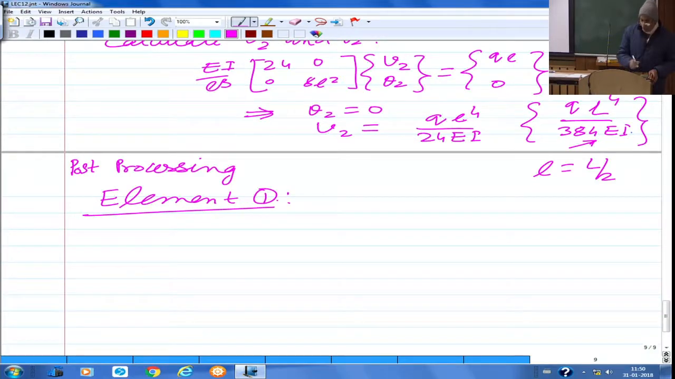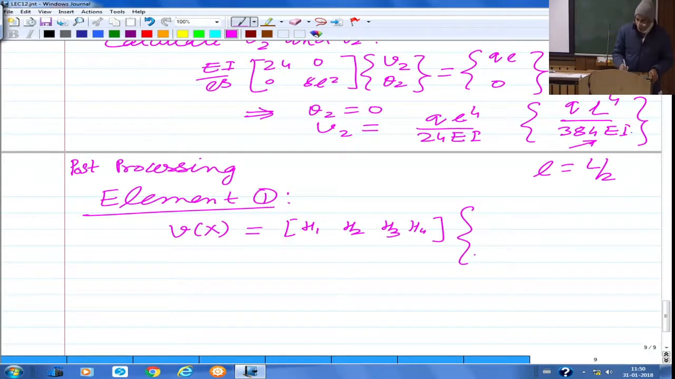these steps are actually exactly similar. So for element 1, V of x, that is V at any x within the first element, would be given by those same shape functions. What you have got h1, h2, h3, h4, and then the values of elemental degrees of freedom for the first element. So the left node having both V and theta 0, and then V2 you got this as qL^4 upon 24EI, and theta is 0, so this is what you get.